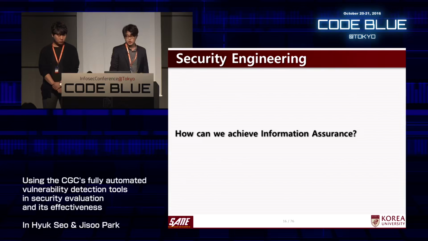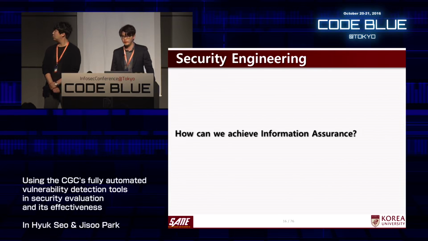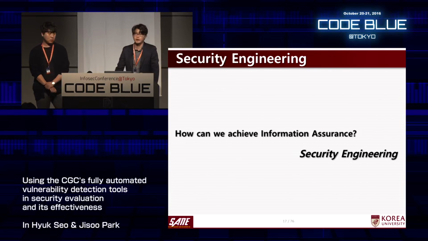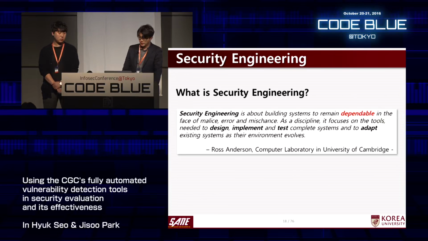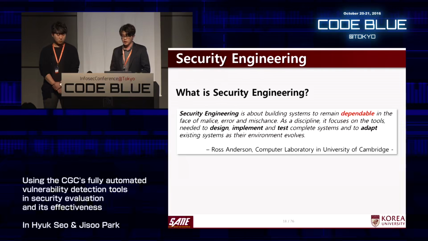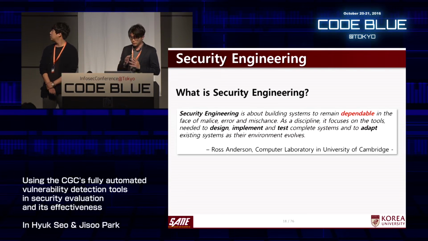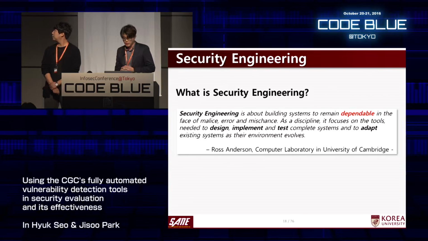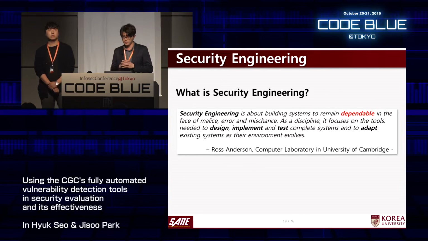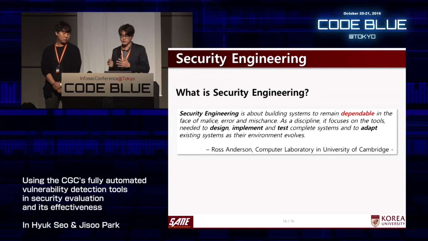And then, how can you achieve information assurance? The answer is security engineering. Ross Anderson, professor at the Computer Laboratory of the University of Cambridge, wrote the security engineering definition in his book like this. Let's see some keywords. Remain dependable focuses on tools needed to design, implement, and test complete systems and to adapt existing systems as their environment evolves.